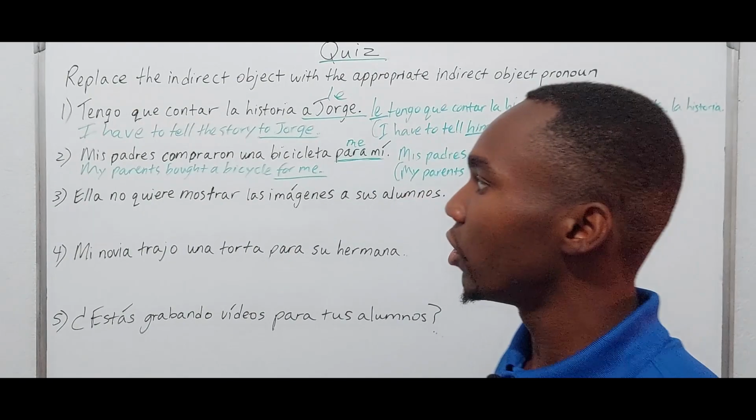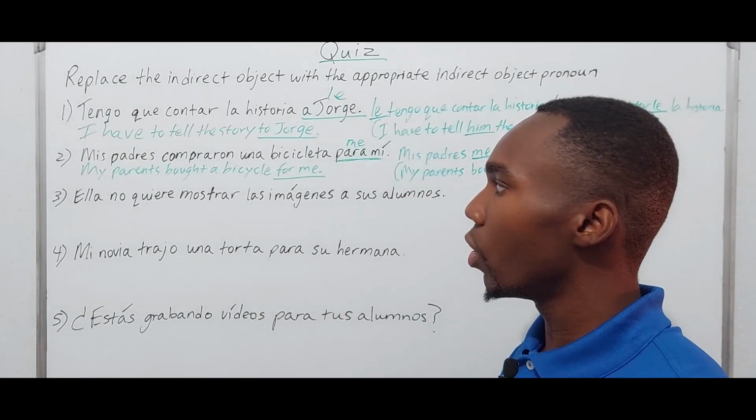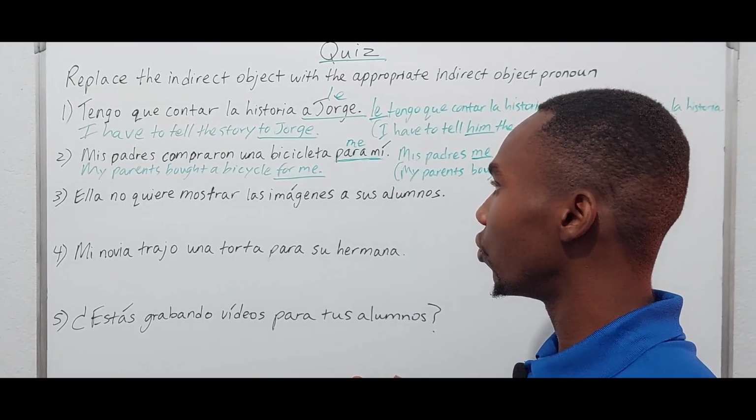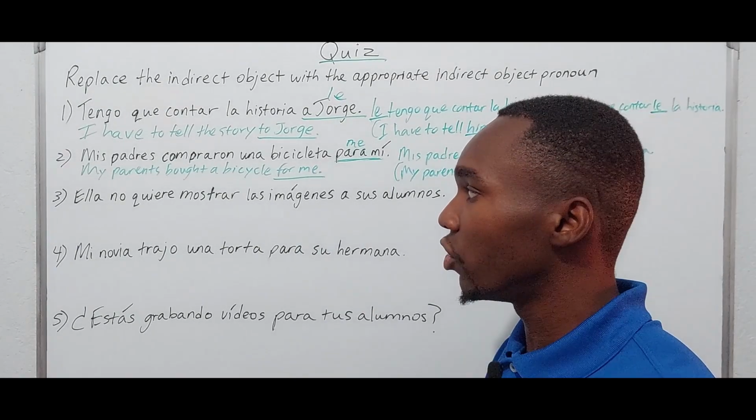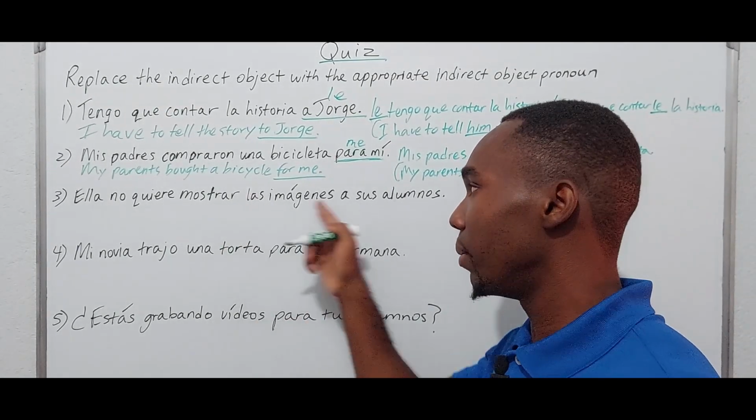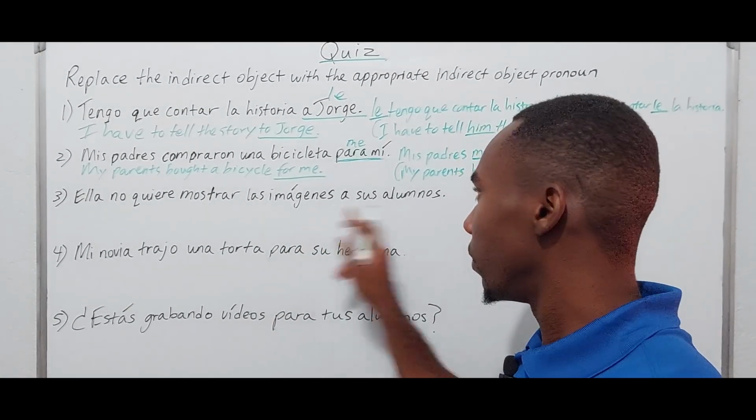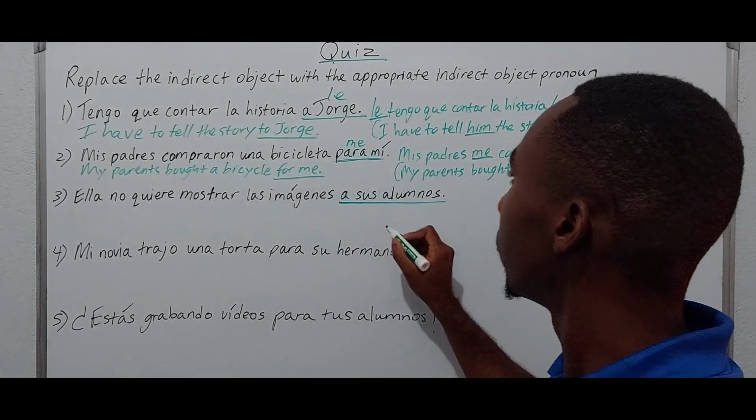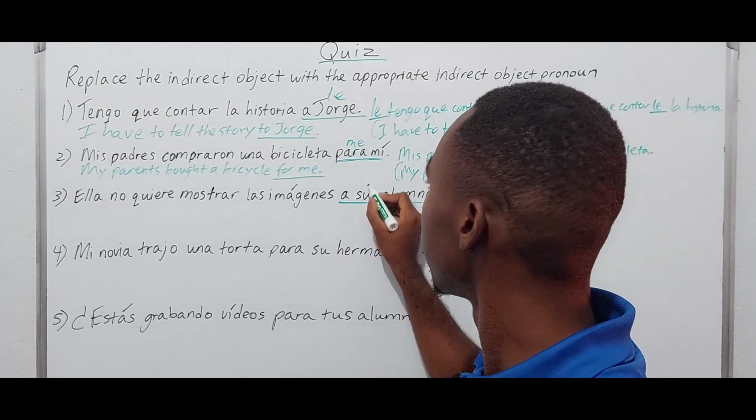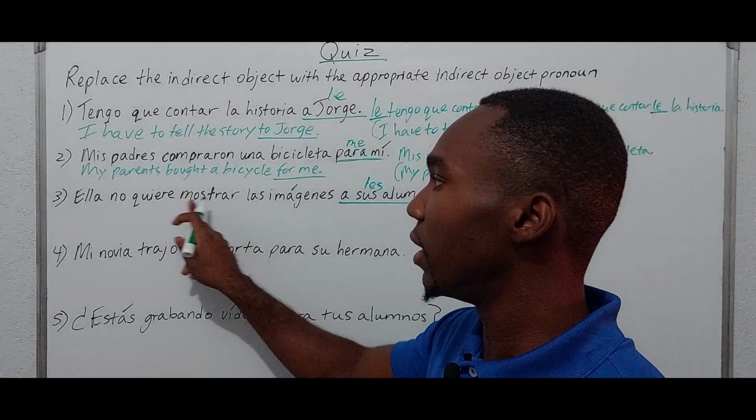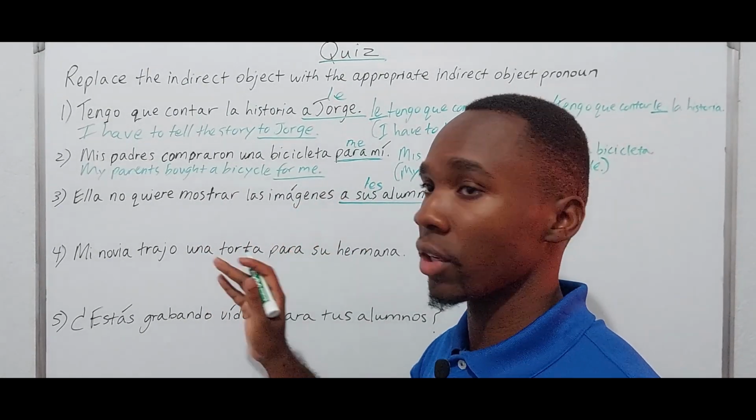3. Ella no quiere mostrar las imágenes a sus alumnos. She does not want to show the images to her children, to her students, sorry. Okay? So, what does she not want to show? Las imágenes, so that is the direct. To whom? A sus alumnos. And that is plural and the third person, so that would be les. And because we have an infinitive, there are two places that the indirect object pronoun can occur.